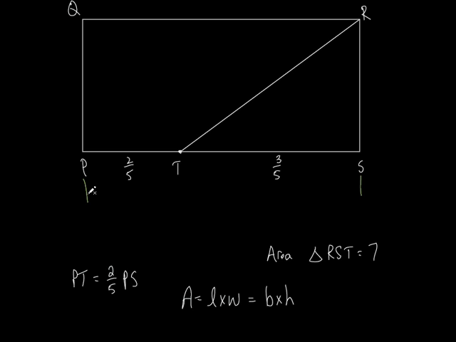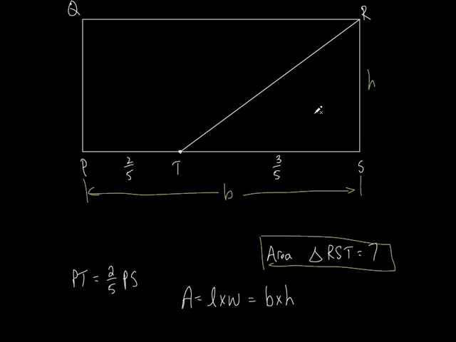Alright, because we don't know the actual length of these things right here, I'm going to call this the base of the whole rectangle, and I'll call this the height of the whole rectangle. Now remember, they told us something important that we're going to use here. It says the area of this triangle is 7. So what's the area of a triangle? Well, the area of a triangle is 1/2 the base times the height.